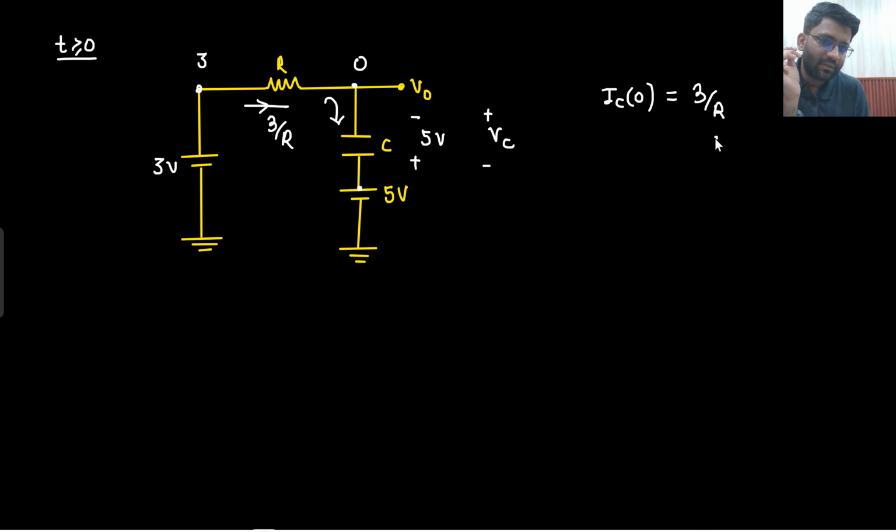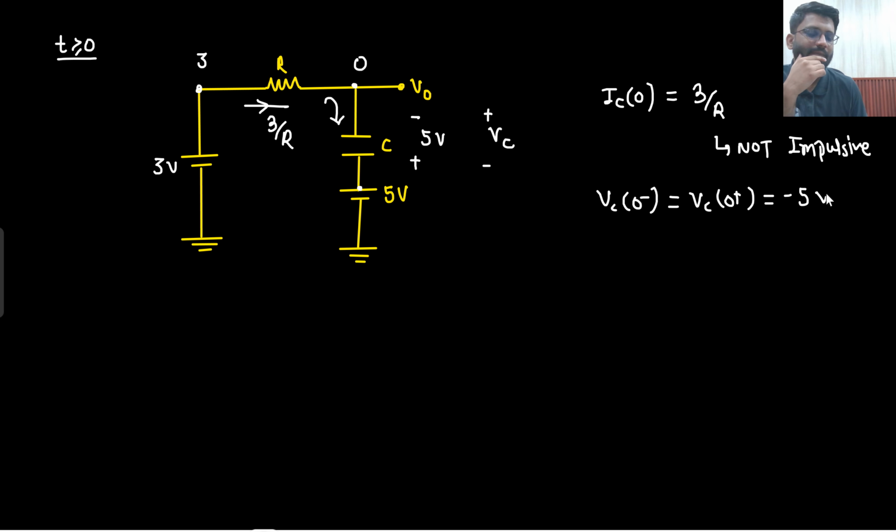Is it impulsive? Not impulsive. Since it is not impulsive, what does that mean? That means the capacitor will hold its voltage, which means the assumption that we made is correct. So Vc0 minus will be equal to Vc0 plus, and that will be nothing but minus 5 volt only. Is that clear to you? So the capacitor is holding its voltage, there is no impulsive current, so it is a very simple circuit.